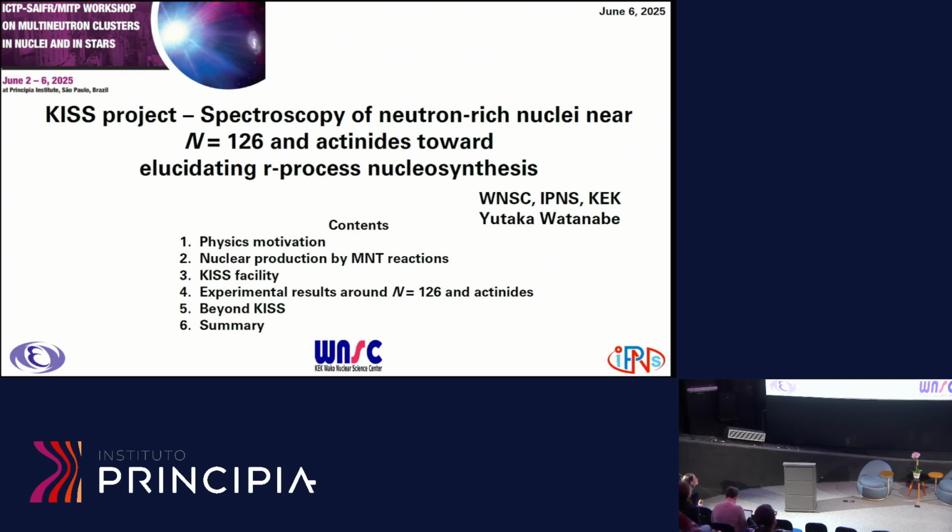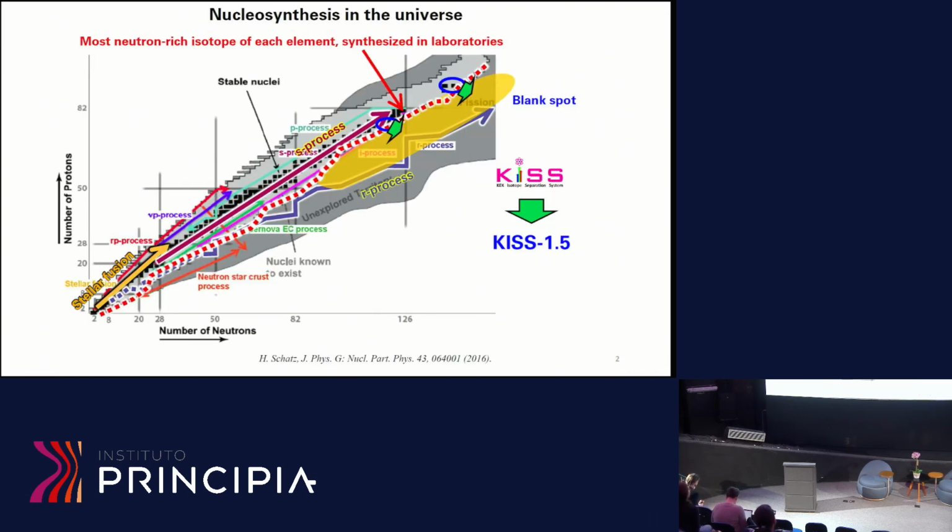First, I'd like to start with nucleosynthesis in the universe. This figure shows the nuclear chart and the nucleosynthesis processes after the Big Bang nucleosynthesis. There are many nucleosynthesis processes in the universe. However, the major processes are stellar fusion, the slow neutron capture process, and the rapid neutron capture process. And the rapid neutron capture process, the r-process, goes through very neutron-rich regions.